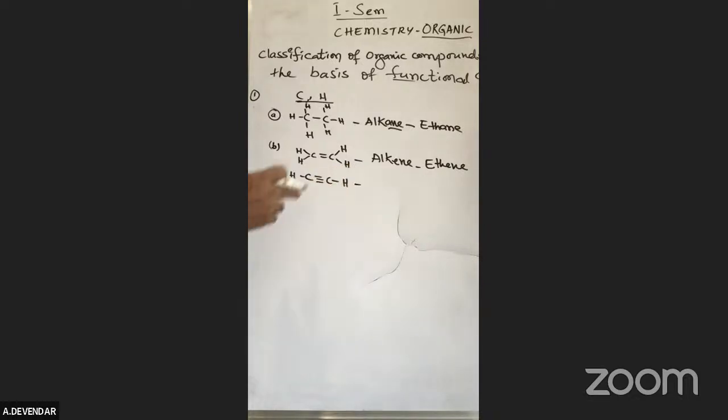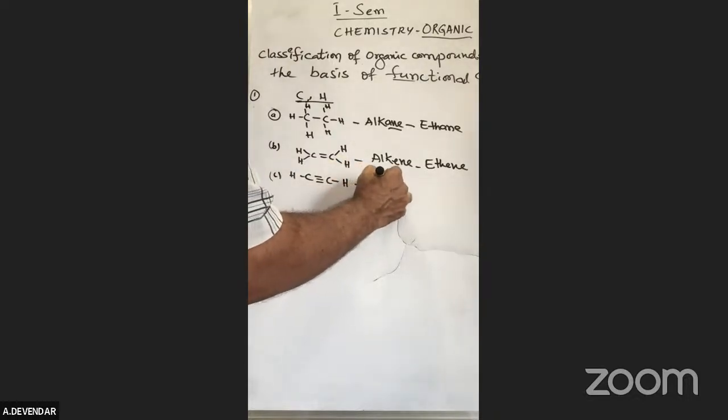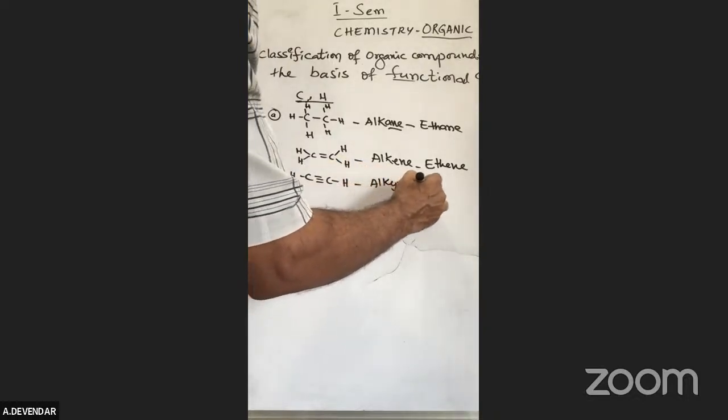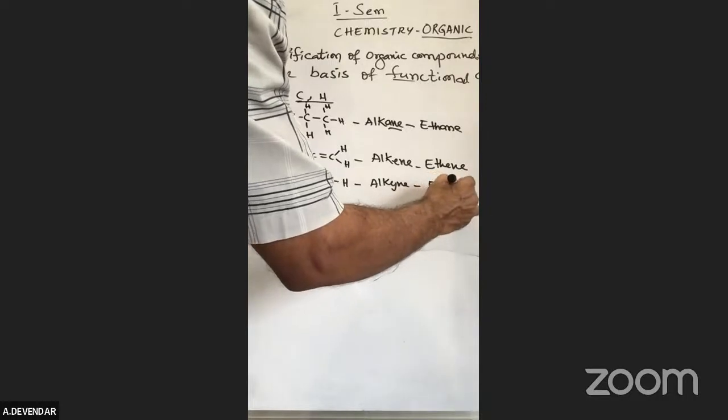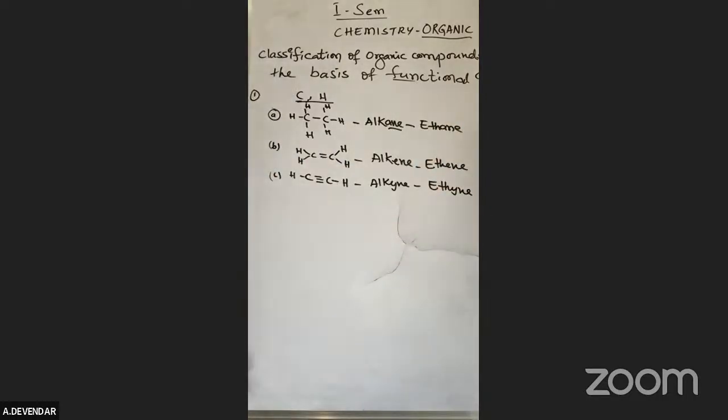If you observe this element, it is a compound having only carbon and hydrogen elements. This is called an alkyne. It is called ethyne. The common name is different: it is ethylene. Now, on the basis of the classification of the functional group, those consisting of only carbon and hydrogen are classified into three categories.